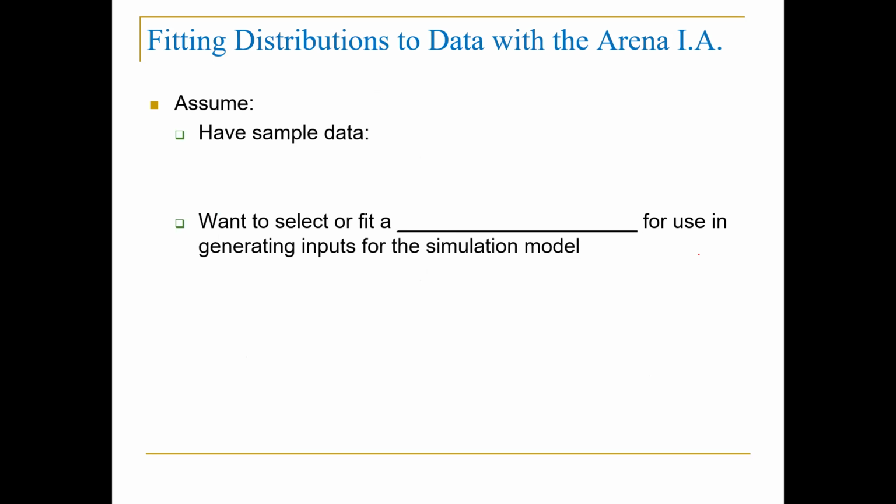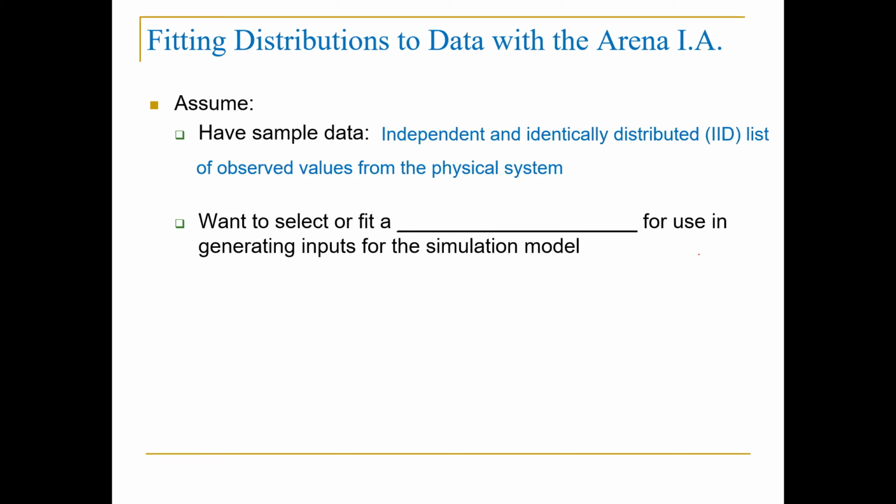So, fitting the distribution to the data with the Arena input analyzer, we're gonna have sample data that is independent and identically distributed. That's our assumption. Typically, it is a good assumption based on the systems that you're gonna be observing. We want to select or fit a probability distribution for use in generating the inputs for the simulation model.